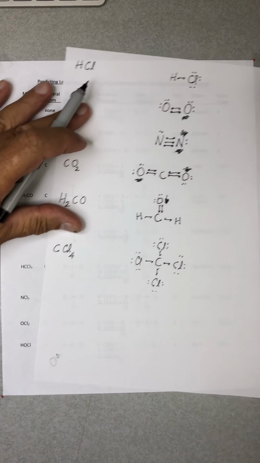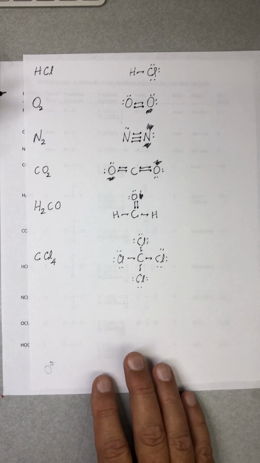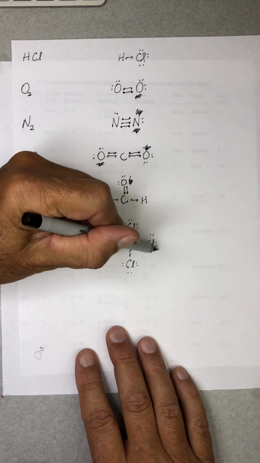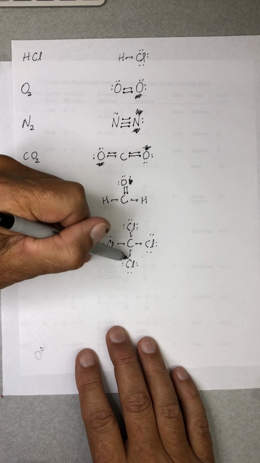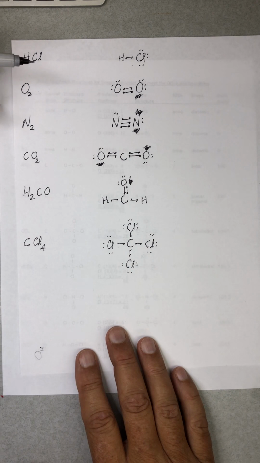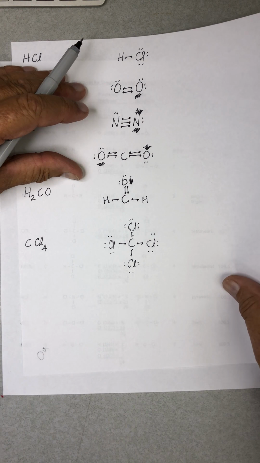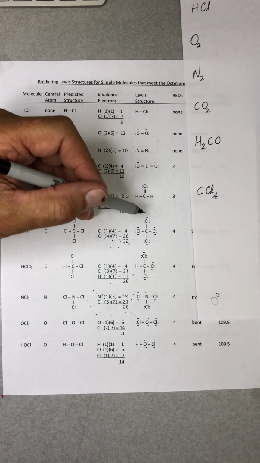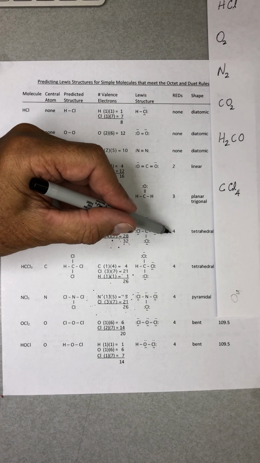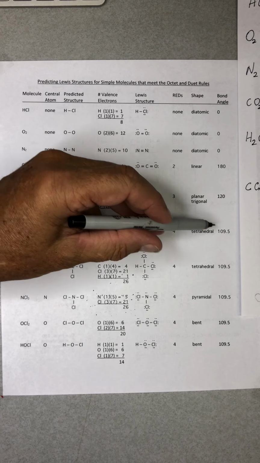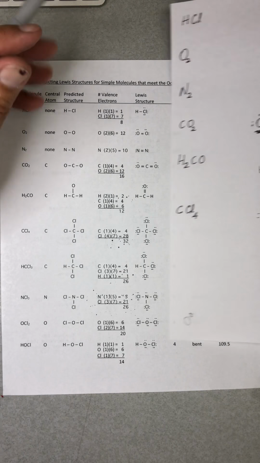Yes. So did I meet the octet rule for every atom? There's 8 here, 8 here, 8 here, 8 here, and 8 here. So the answer is yes. So it's about a Lewis dot structure. So I have 4 regions of electron density around the central atom, making it tetrahedral, and the bond angles are 109.5 degrees.